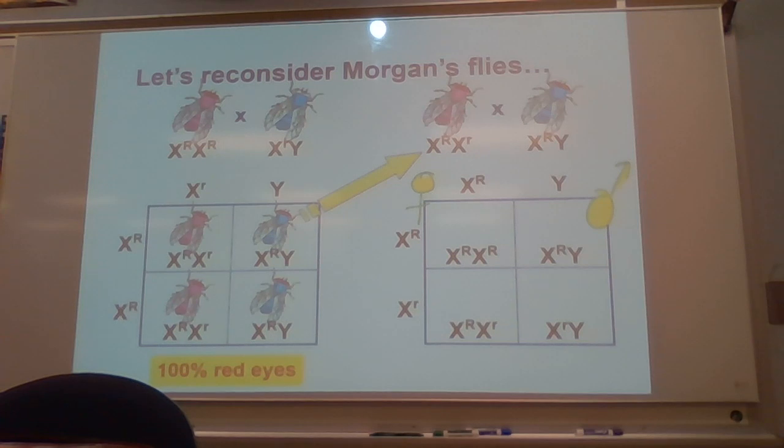Now we have how many different genotypes? Well, technically we have 4 different genotypes, right? We have female homozygous dominant, we have female heterozygous, we have male dominant, we have male recessive. So 4 different genotypes. Phenotypically, 2/4 are female with red eyes, 1/4 male with red eyes, 1/4 male with white eyes.